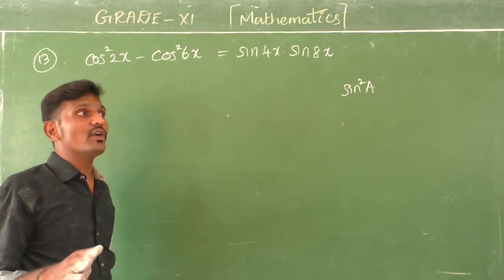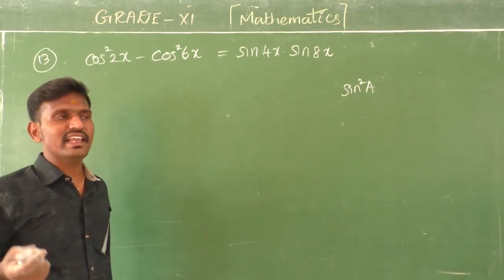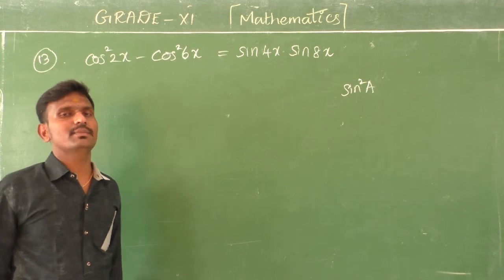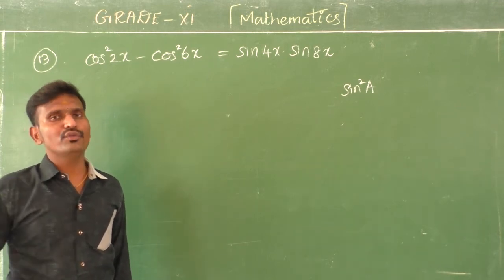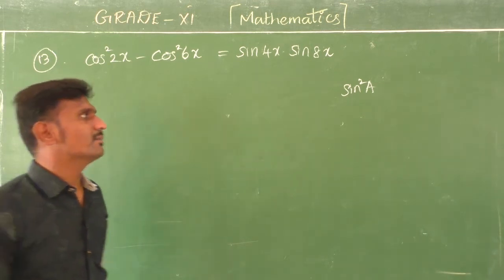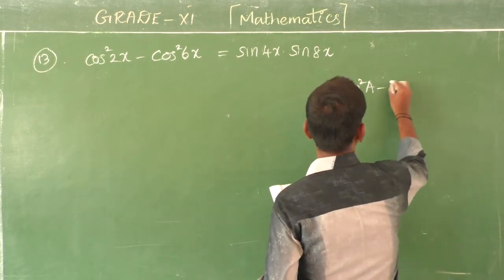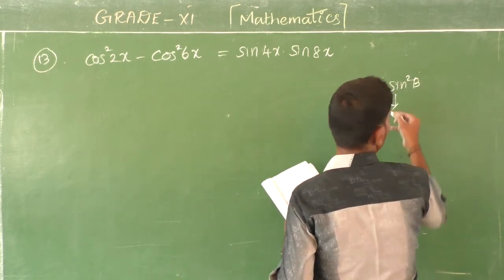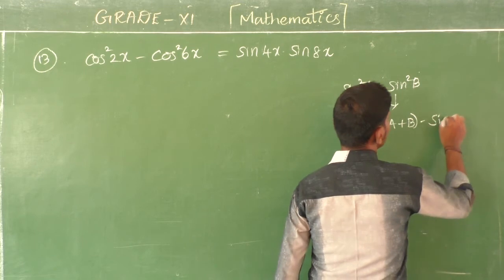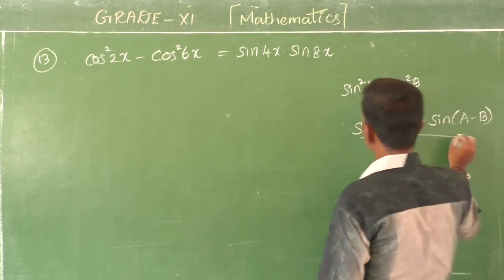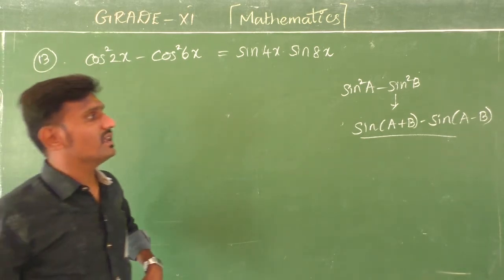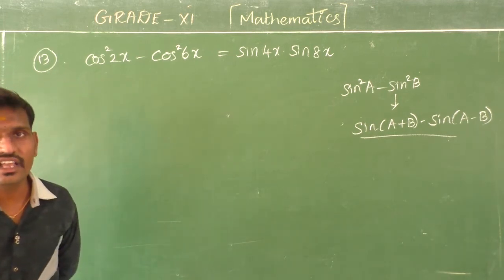Based on these 4 formulas, we have to frame many formulas like cos x plus cos y, cos x minus cos y, sin x plus sin y. Based on this, we frame more formulas, but before that you should understand the formulas in a good manner. Now sin square a minus sin square b, remember this formula, is equal to sin(a plus b) into sin(a minus b). Using this formula only I am going to do the sum.